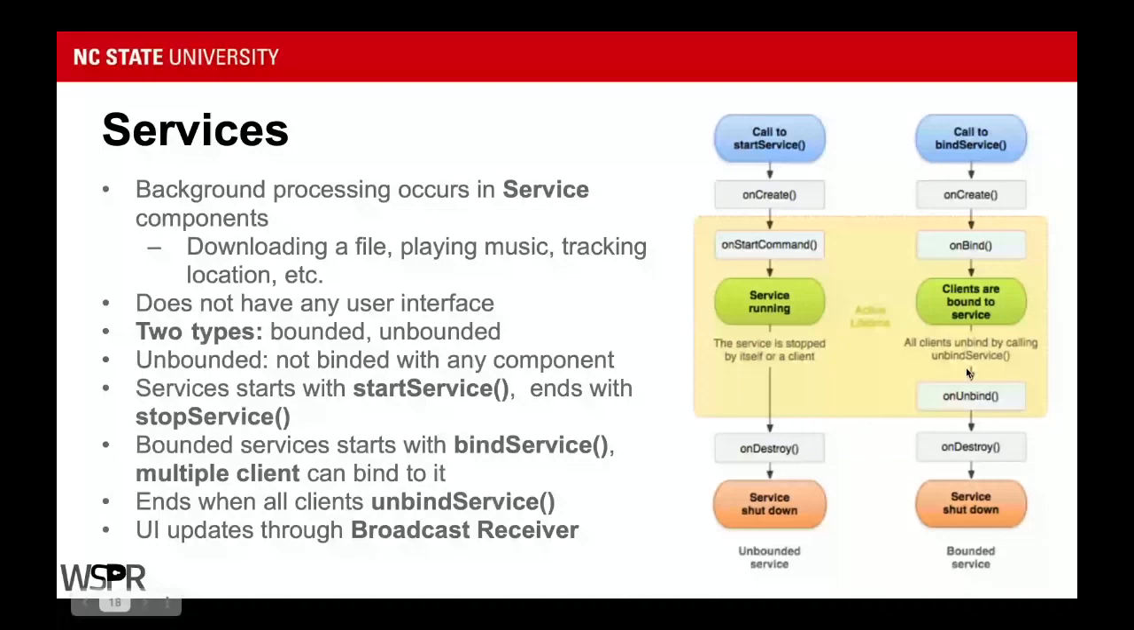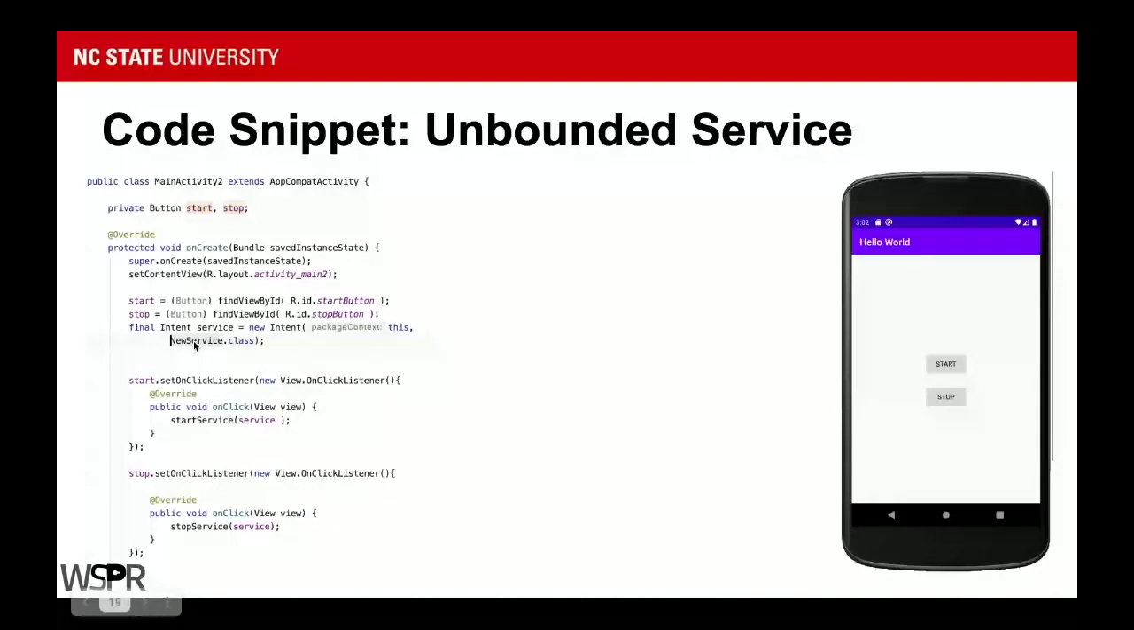Let's look at an example of service. So in this case, we are considering an unbounded service. So we have this activity where there are two buttons, a start button and a stop button. By clicking start, we want to start this service called new service. And by clicking stop, we want to stop this service. As we have discussed, to start an unbounded service, we need to create a service and call the start service method. So inside the on-click listener of the start button, I have instantiated an intent with this new service class, and I have called the start service method.